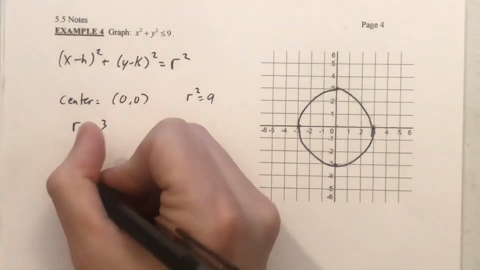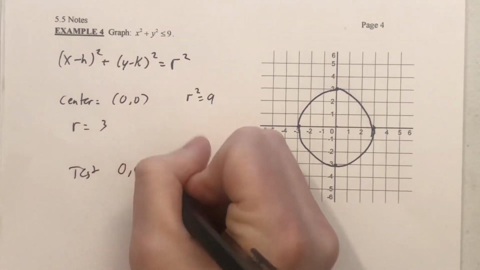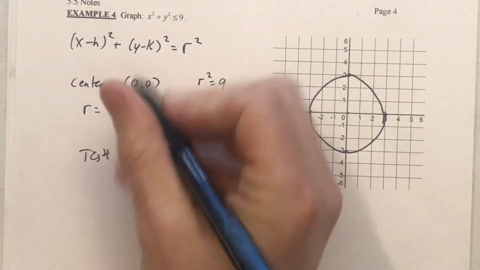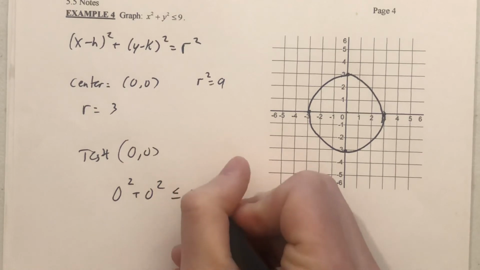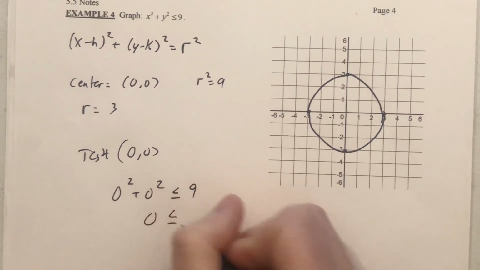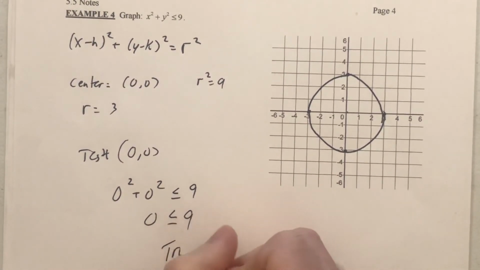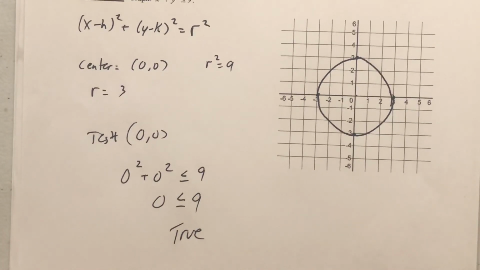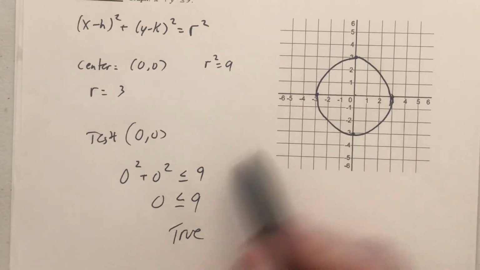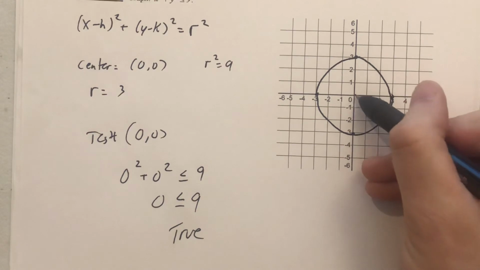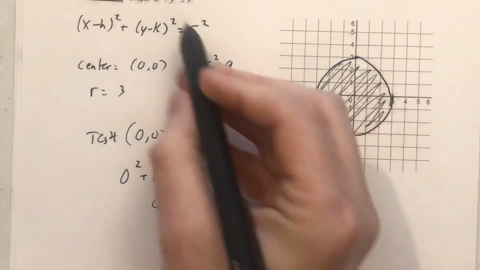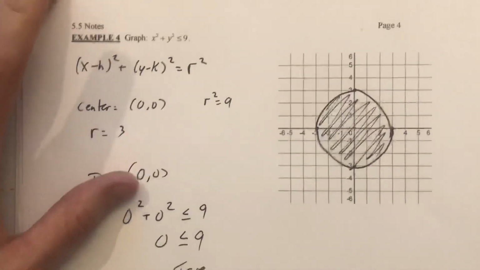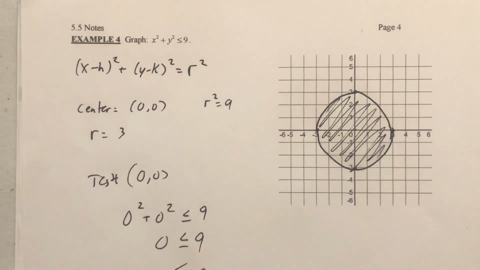Pick a test point. If we test 0, 0 in that inequality, it'd be 0 squared plus 0 squared is less than or equal to 9. So 0 is less than or equal to 9, which is true. So we plugged in this point 0, 0. It came out true. This point is inside the circle. So the shaded region that represents that original inequality would be the region inside of the circle.